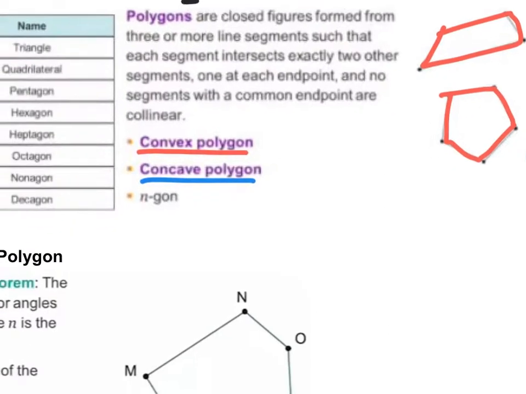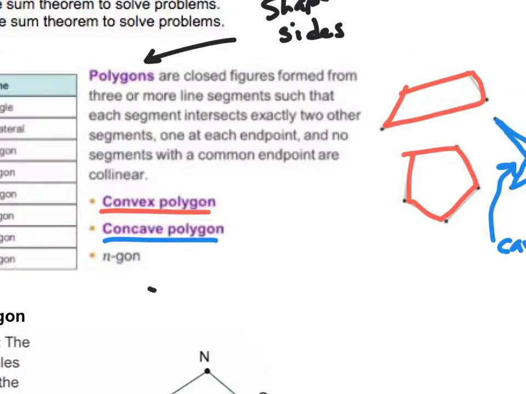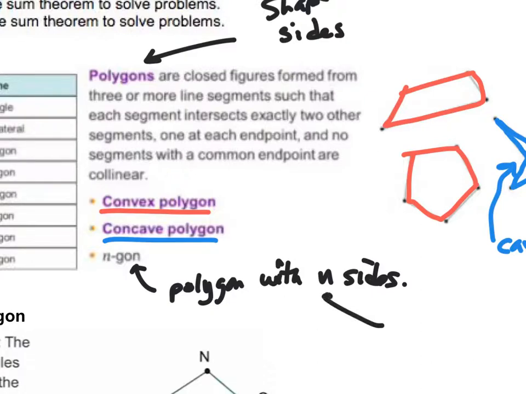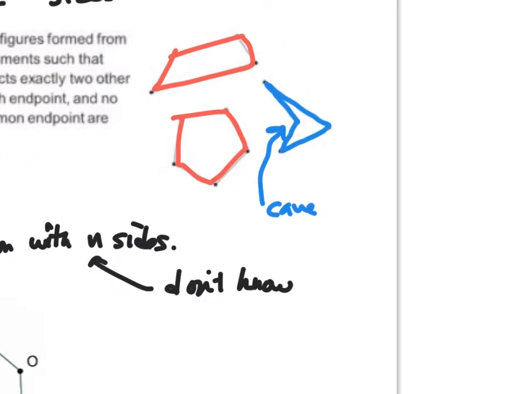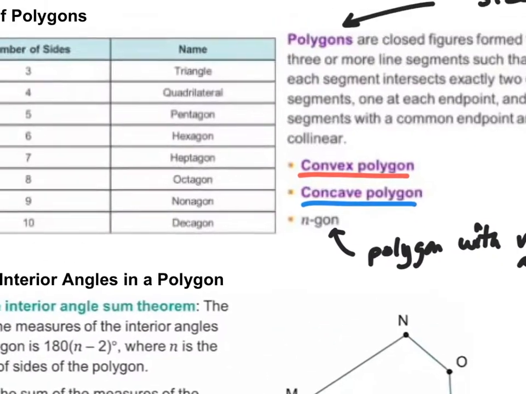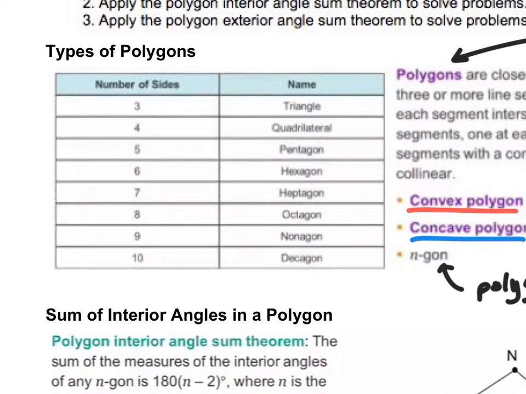An n-gon is a polygon with n sides, so we don't know the number of sides. Now the other thing we need to deal with is the names of polygons and the types of polygons that we have, and they have names.